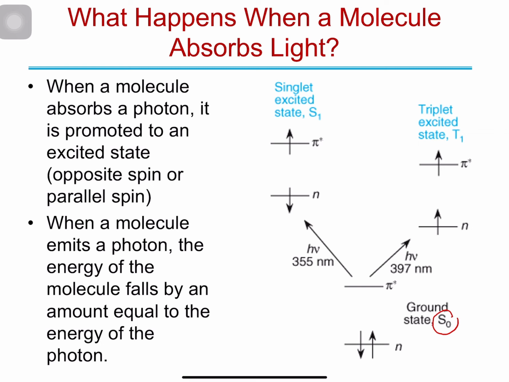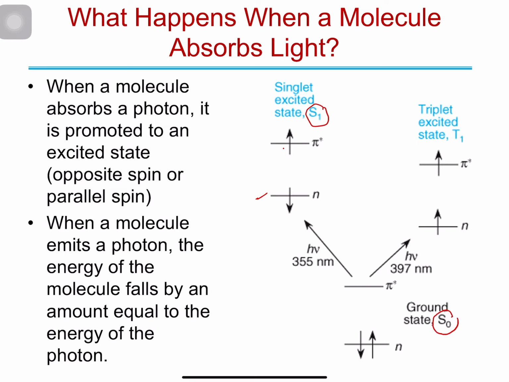The first excited state, which is called the singlet excited state, and it's called S1, will happen when the electron is excited to an excited state with opposite spin. So this molecule in the ground state was spinning in this direction, and now it's spinning in the opposite direction. So this is called the singlet excited state, and we call this S1.